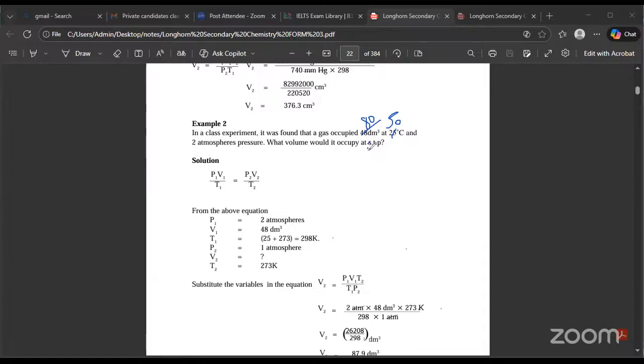Can we try this? I don't even know the answer myself. I'll do it also. So in a class experiment, it was found that a gas occupied 8 dm cubed at 50 degrees Celsius and 2 atmospheres. What volume will it occupy at RTP? So instead of S, RTP, at room temperature and pressure. I don't even know the answer at the moment, so I'll do it also.